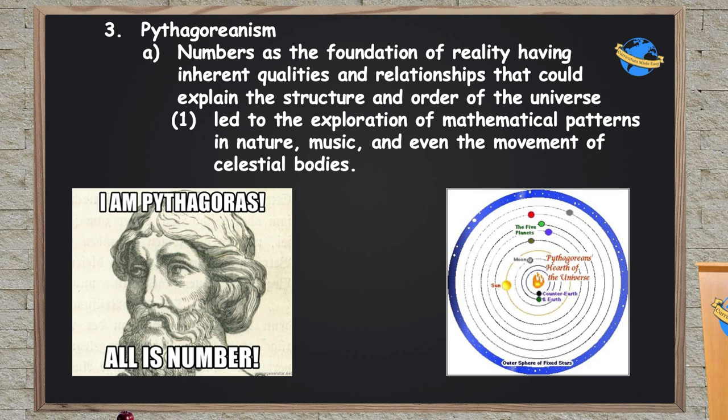And it's this school of thought that led to the exploration of mathematical patterns that you could find in nature, in music, and even the movement of celestial bodies. Essentially, you can find a mathematical formula that can create or explain anything in nature, music, or the movement of the planets. Of course, their reliance on the idea that numbers are the foundation of reality had some trouble for them when they discovered the existence of what we call irrational numbers, which you learn about in mathematics class. Because if numbers can be irrational, then can there be harmony in nature? And this is something that drove some Pythagoreans mad, at least according to some legends.